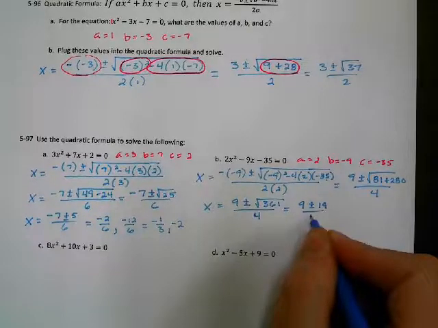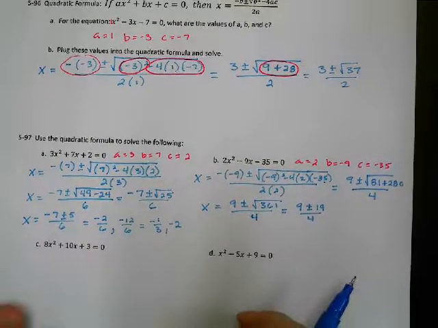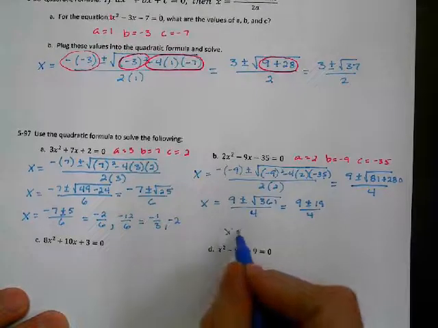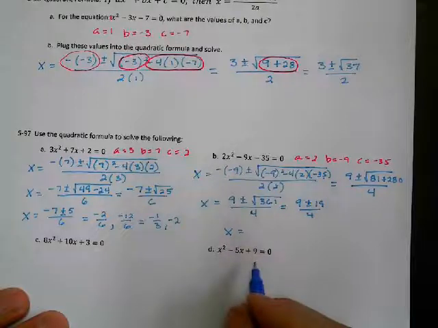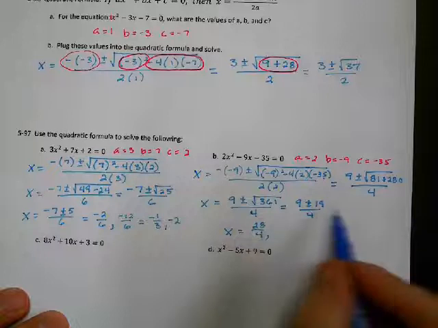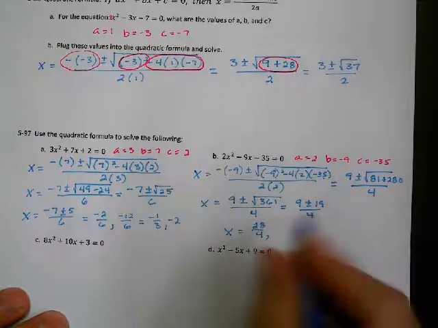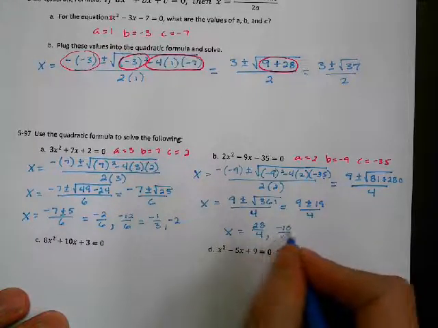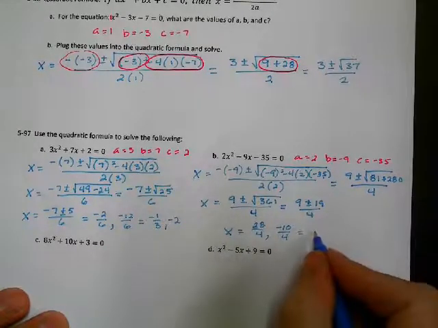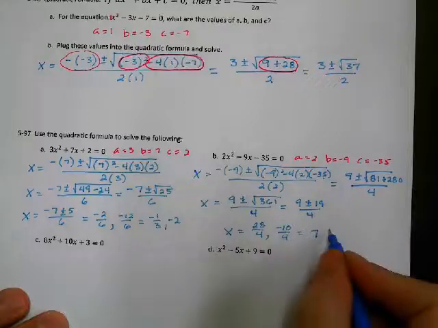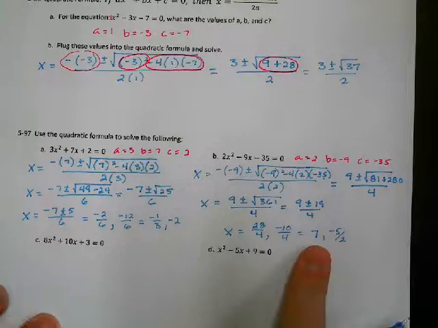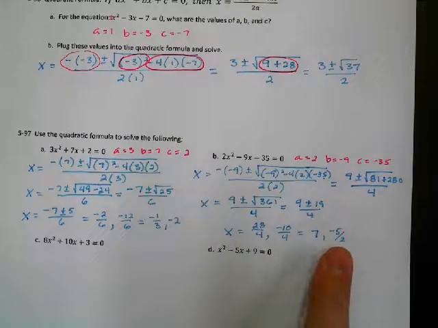So we're going to write down our two actual answers. One of our answers is 9 plus 19. That's 28 over 4. Our second answer is 9 minus 19. That's -10 over 4. Reduce these two. 28 over 4 is 7. -10 over 4 is -5/2. So since it came out as non-radical answers, this means we could have factored this one instead.